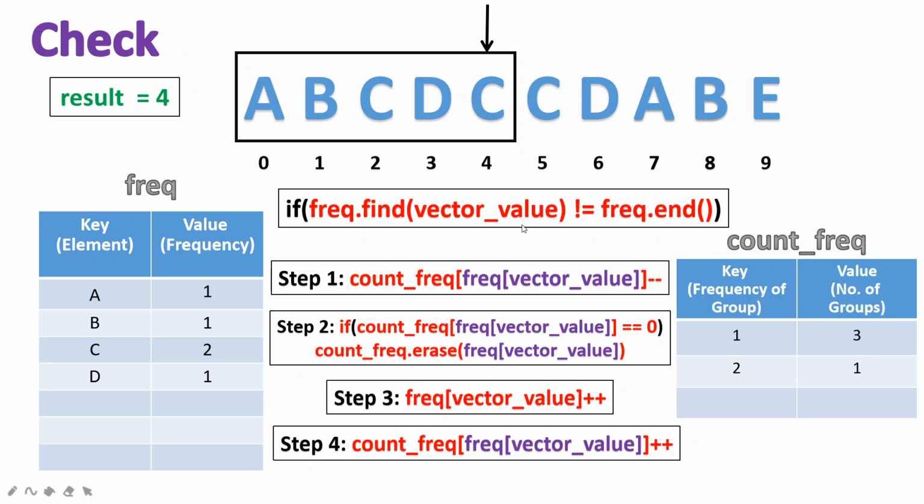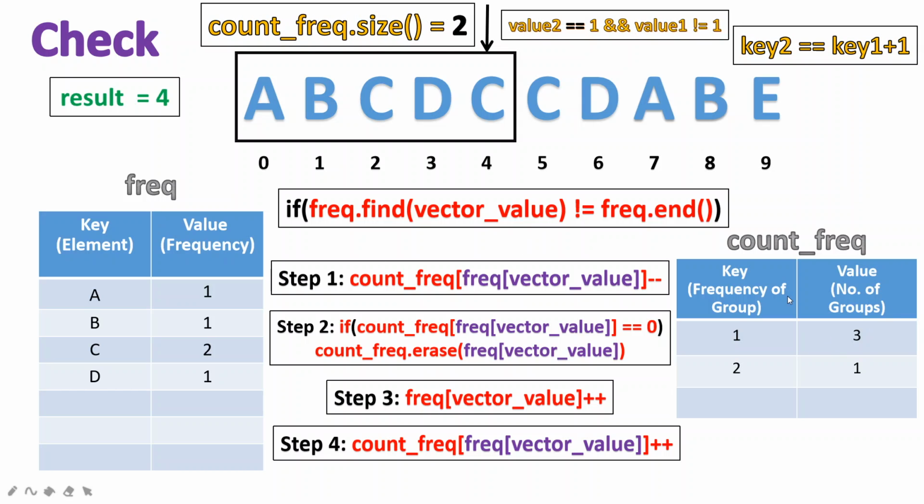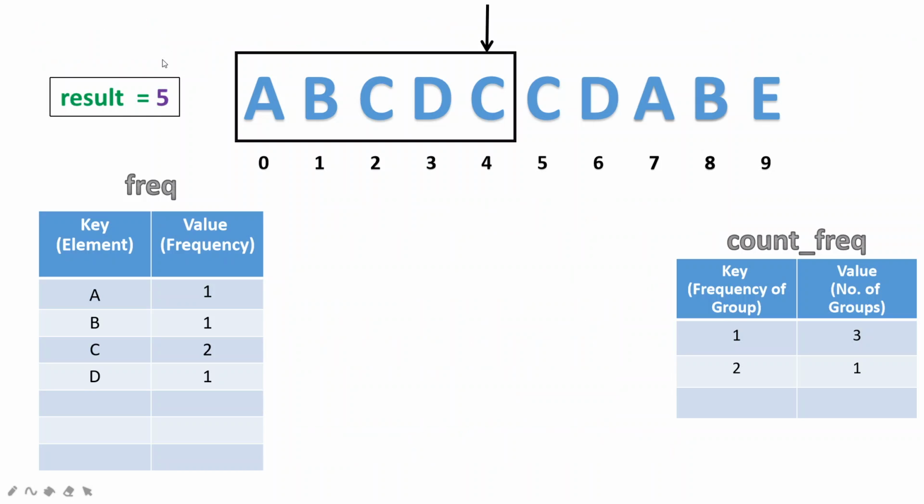So if we check, we have a size equal to 2 and value 2 is equal to 1, and key 2 is 1 greater than the other key. Okay, that's why we will update our result. And we can also clearly see that if we remove one of the C, we will be left with 1A, 1B, 1D, and 1C. So we'll update our result to 5. Now we'll move on to the next.